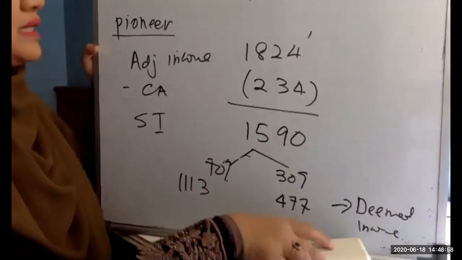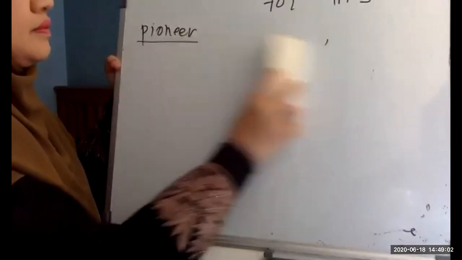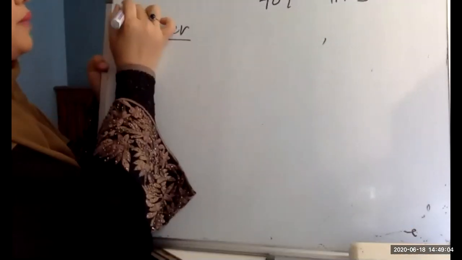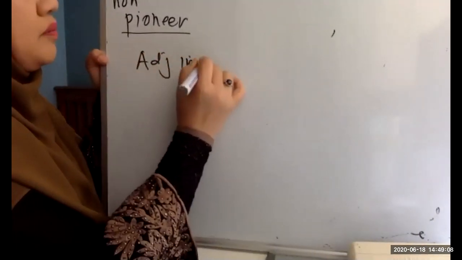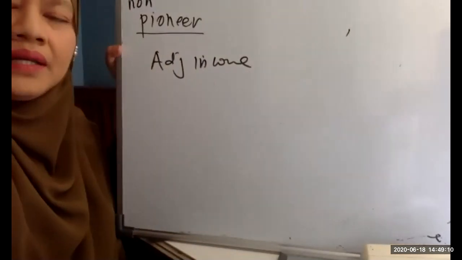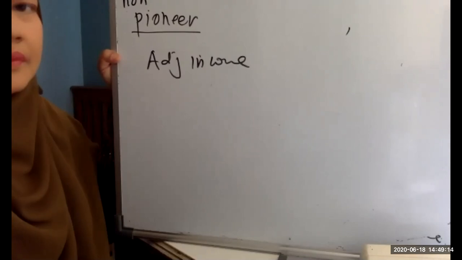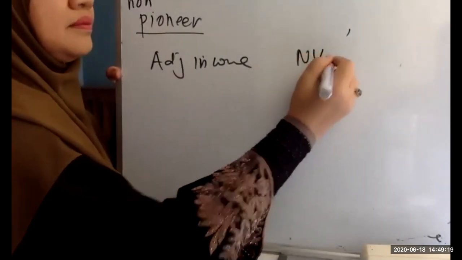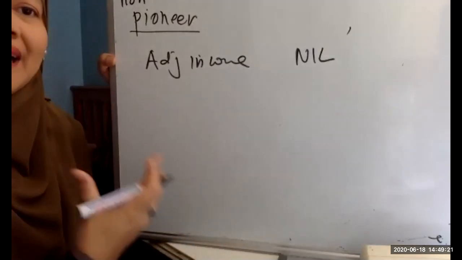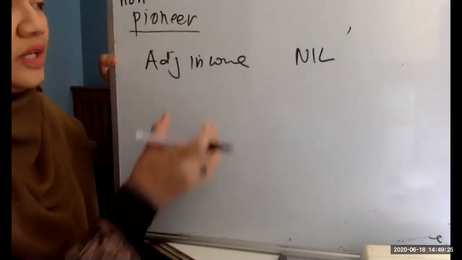So for the second one, you will have your non-pioneer business. For your non-pioneer business, what is your adjusted income? Anyone? Loss. So adjusted income is nil, right? You cannot have adjusted income of negative, even though the company is having an adjusted loss, so your adjusted income is nil.